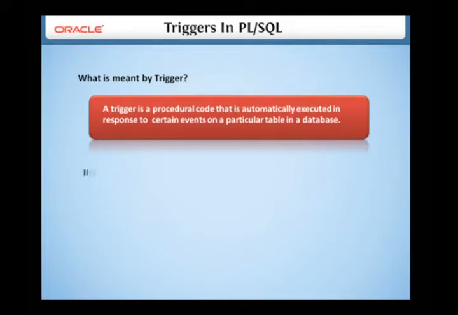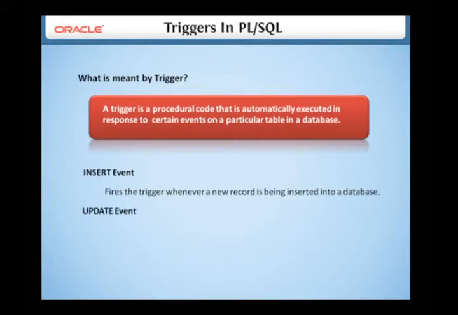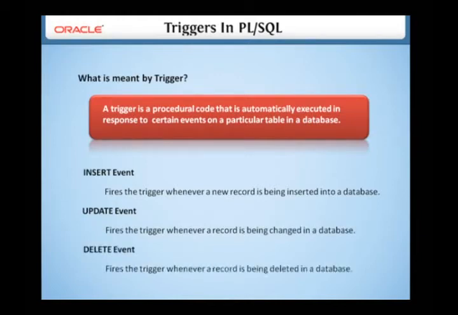They are the insert event, which fires the trigger whenever a new record is being inserted into the database; the update event, which fires the trigger whenever a record is being changed; and the delete event, which fires the trigger when a record is being deleted. Triggers also allow us to catch whether the changes are correct or to fill in missing information before it is committed. Triggers are normally written in PL/SQL.